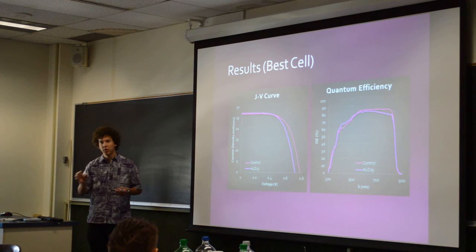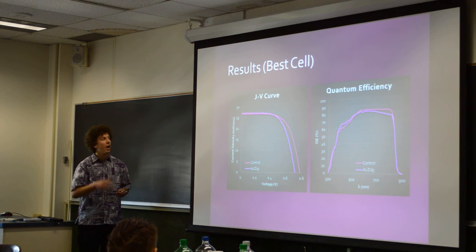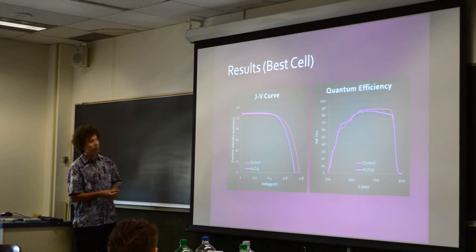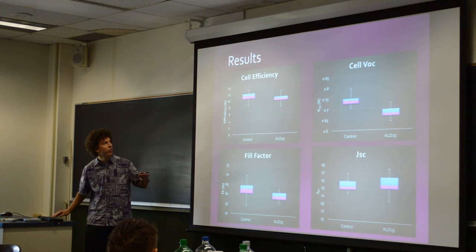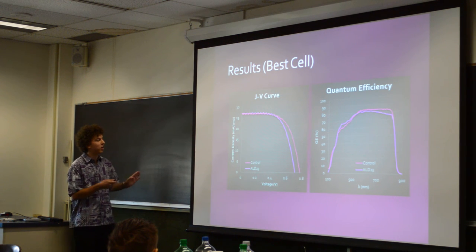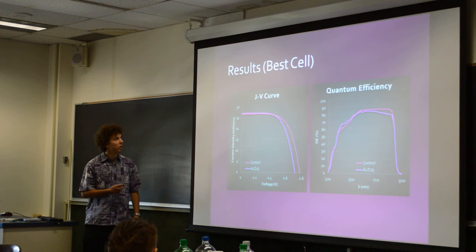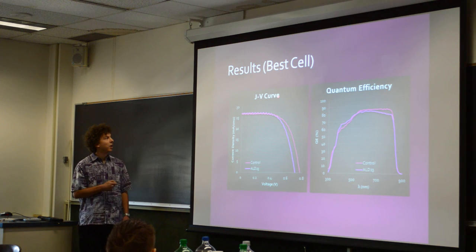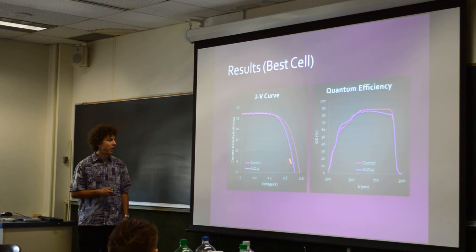We take the individual cells. So you deposit it and you get a bunch of different cells. And then these are the results, so these are averages for all those different cells. Now this is our best cell on the control and on the buffer layer one. And in our JV curve, you can see that on the current density side, it's doing just fine. But then we have this big decline on the voltage side. So we're definitely losing some efficiency there.